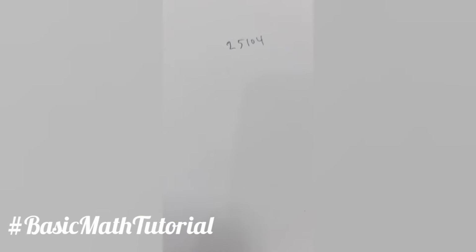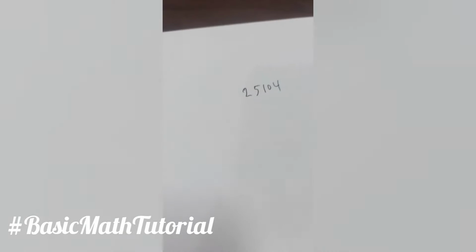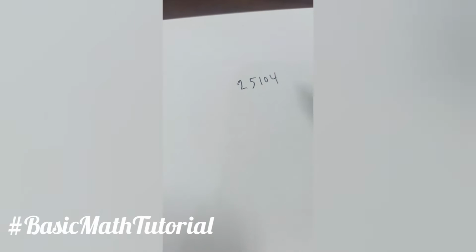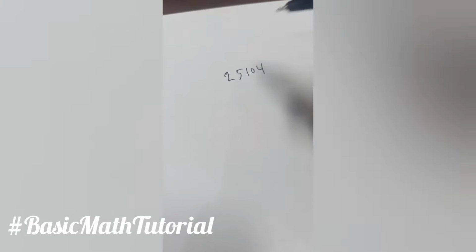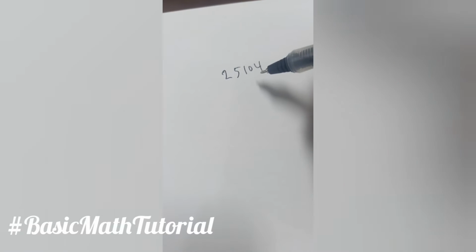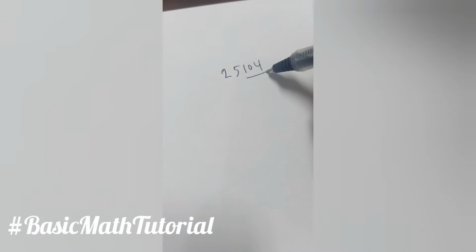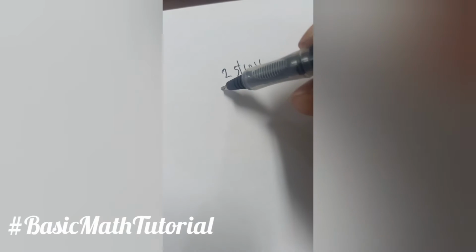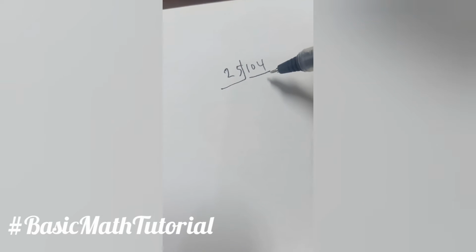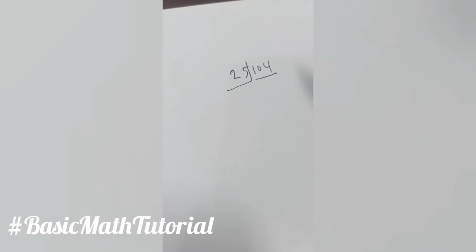So here we go. Let us consider the number 25,104. In the test of divisibility by 8, we disregard the remaining numbers. We only consider the last 3-digit number. Now, we can disregard this 25. We will only focus on 104, because the goal now is to determine if 104 is divisible by 8. If it happens to be divisible by 8, then the entire number 25,104 is divisible by 8.